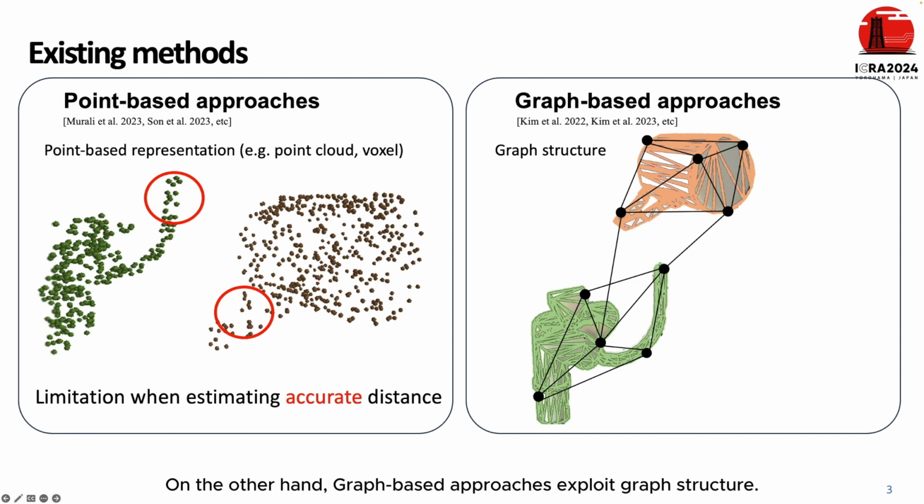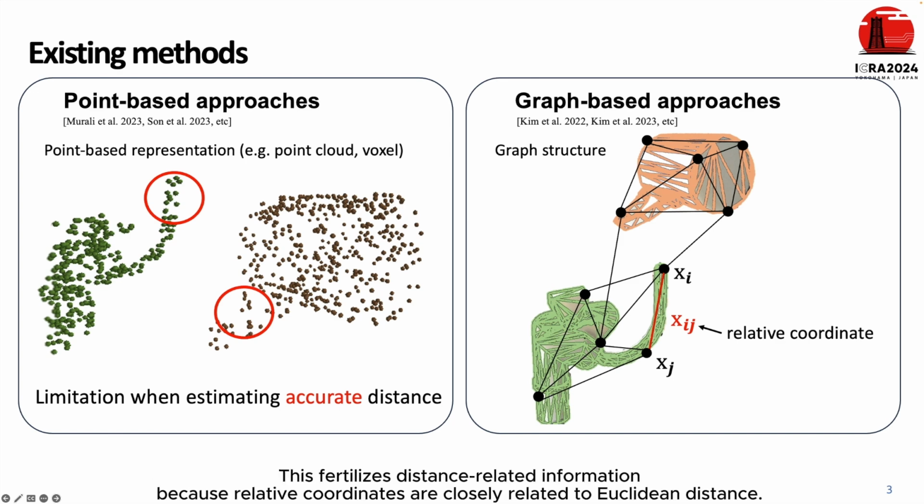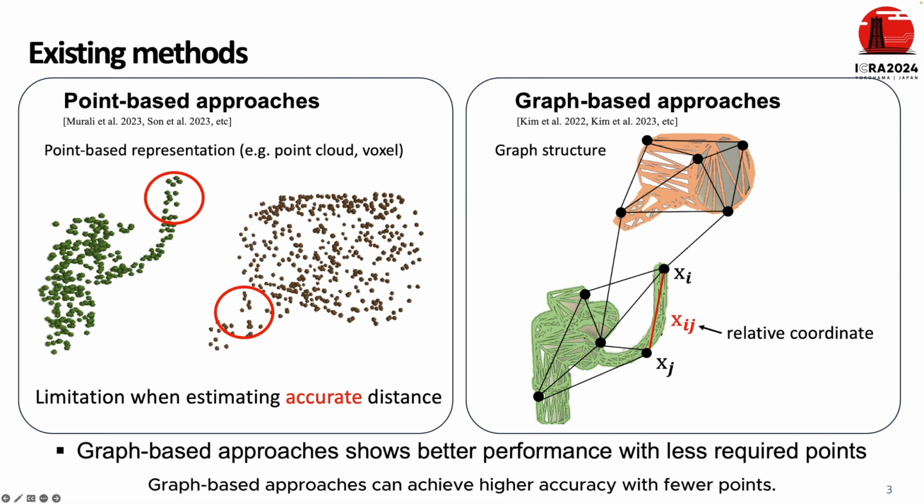On the other hand, graph-based approaches exploit graph structure. Especially they utilize edge features which contain relative coordinates. This fertilizes distance-related information because relative coordinates are closely related to Euclidean distance. Graph-based approaches can achieve higher accuracy with fewer points.